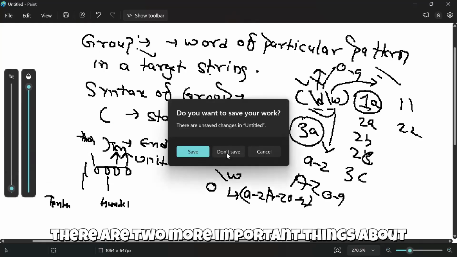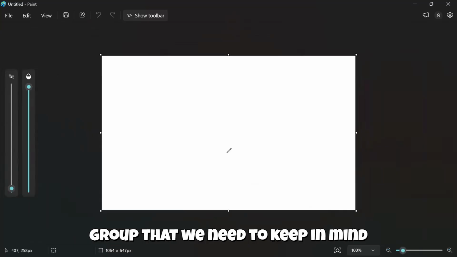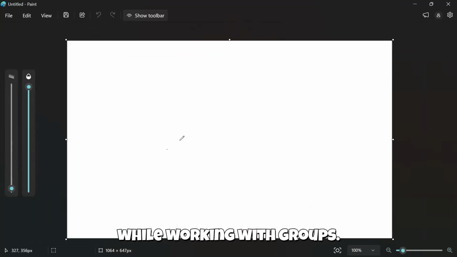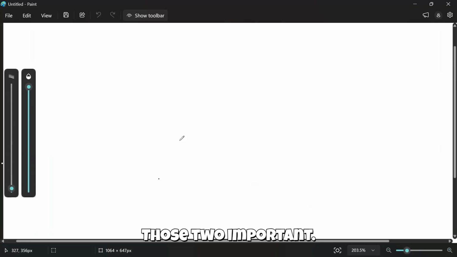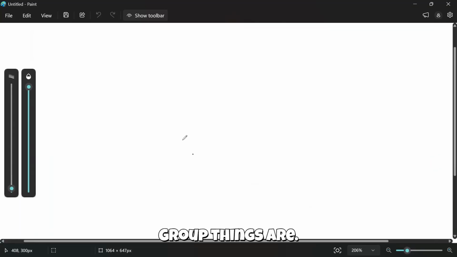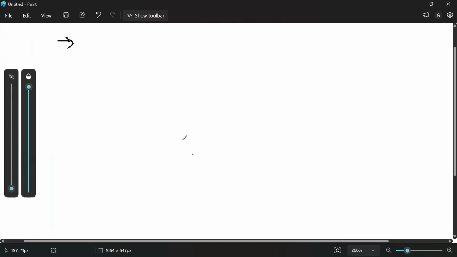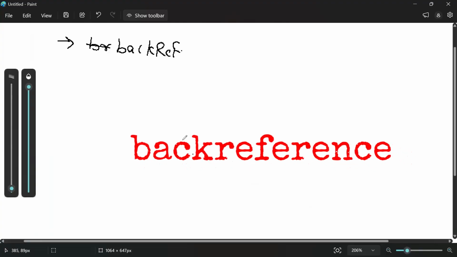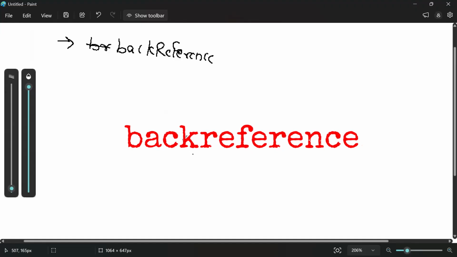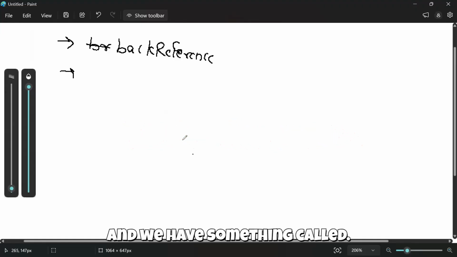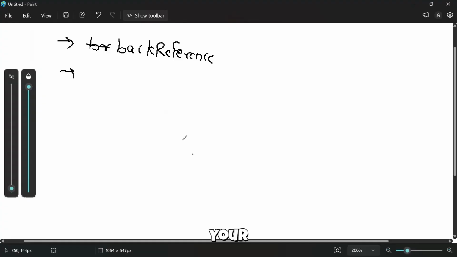Also, there are two more important things about groups that we need to keep in mind while working with groups. Those two important things are something called back reference, and something called grouping. Very important here.